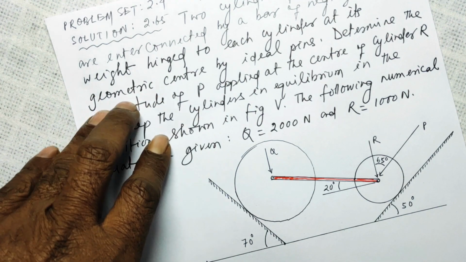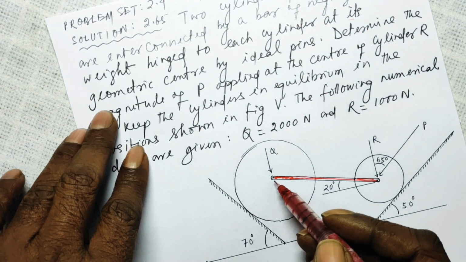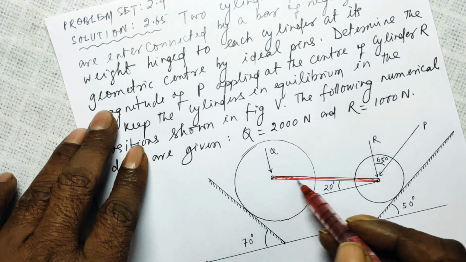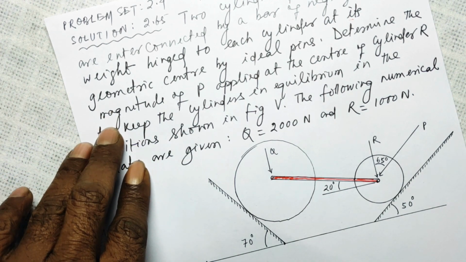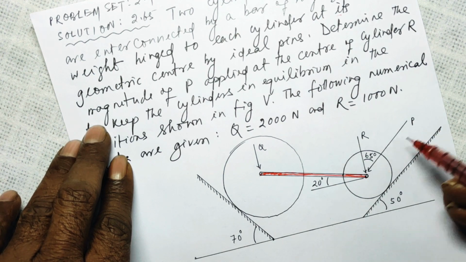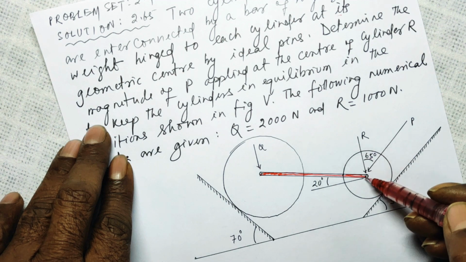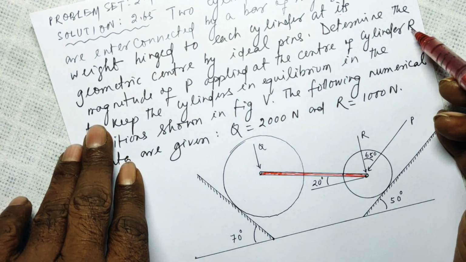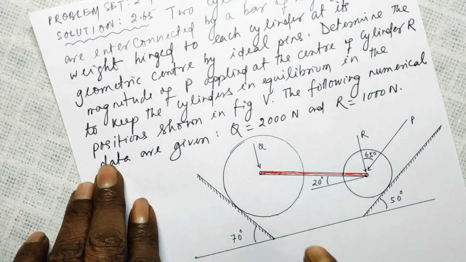Hanged to each other, each cylinder at its geometric center. Geometric center of the first, geometric center of the second. The bar is connecting the two cylinders. Determine the magnitude of force P. What force P we should apply here, making angle 65 degree with this direction to the center of the cylinder R, to keep the cylinders in equilibrium in the position shown in the figure.